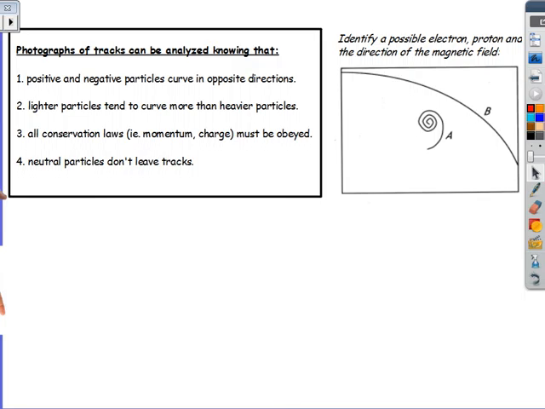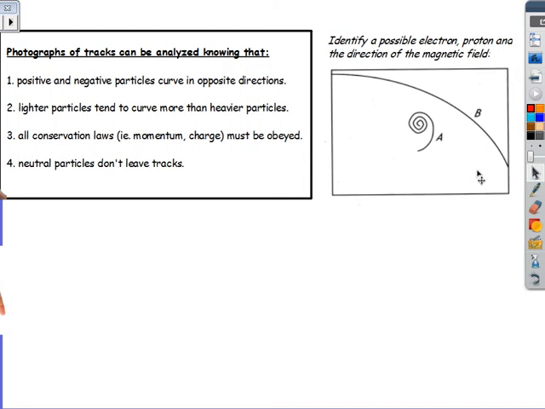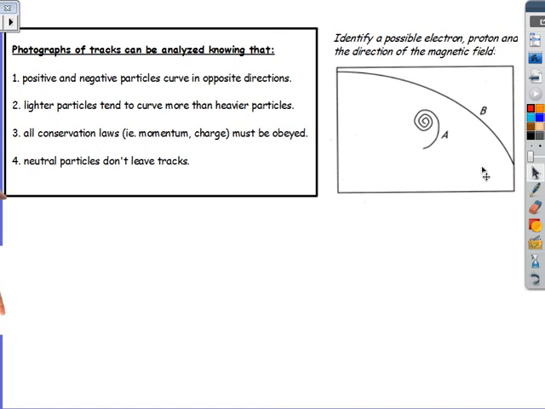So we can look at this diagram. It tells us that one of these particles is an electron and one is a proton. From that, we can probably identify right away that A is an electron. The reason why it's an electron is because it's curving a lot more, so it's probably a smaller particle.